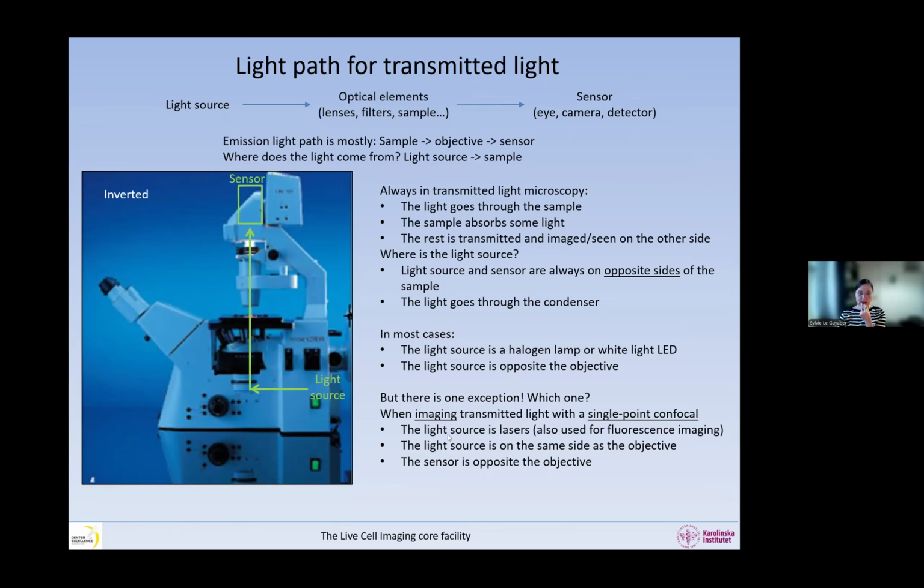So in that case we have the sensor opposite the objective, which is the exception. But in any case, when we image transmitted light, the light always goes through the sample. That's why it's called transmitted light. So we have these two light paths. One is for the single point confocal, and the other is for all of the other microscopes. The light source is here, and then we have the sensors. And for the single point confocal, it's the opposite.